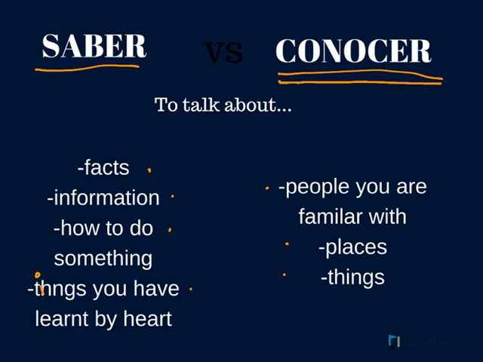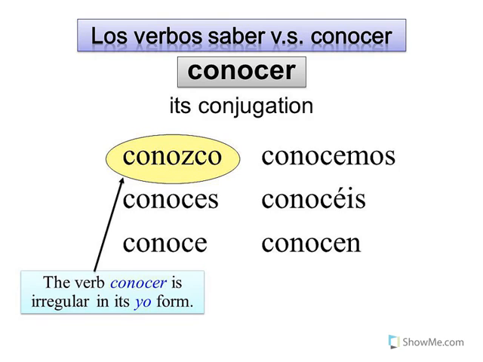Let's see how they conjugate, as both of them are irregular. The verb conocer is irregular in the first form, so the conjugation goes as following: conozco, conoces, conoce, conocemos, conocéis, conocen. Note that it has the irregular yo form that has to be learned by heart, and there is no logic to it, as it is an irregular verb, so you will need to know that.